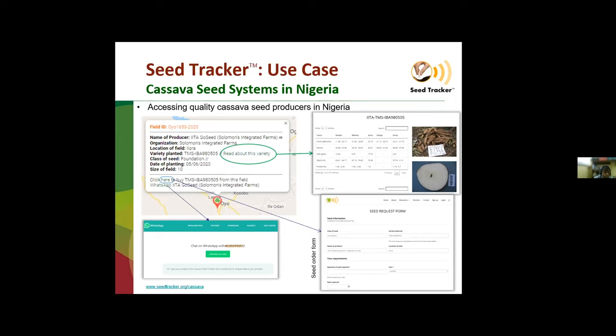The basic idea of having these features is to enable market access. The seed producer can make connection with the buyer, and likewise the buyer can readily review the information from the map and make contact with the seed producer. So this feature actually helps the marketing of the seed being produced in Nigeria.